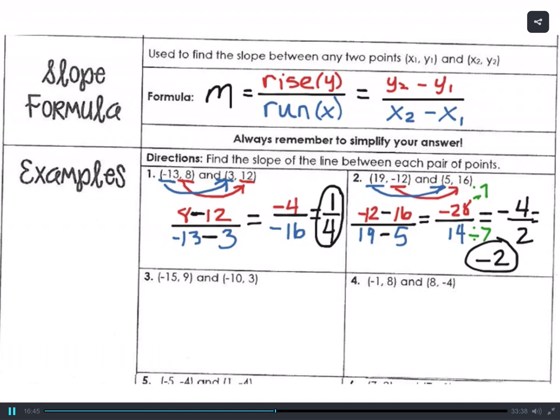Alright, so we've done 2 together. If you have color pencils or highlighters or colored pens, anything to help you keep your y values together and your x values together. Y goes on top, x goes on bottom, and then we just fill them into the formula. I'd like for you to pause the video and try example 3 before you come back and check with me.